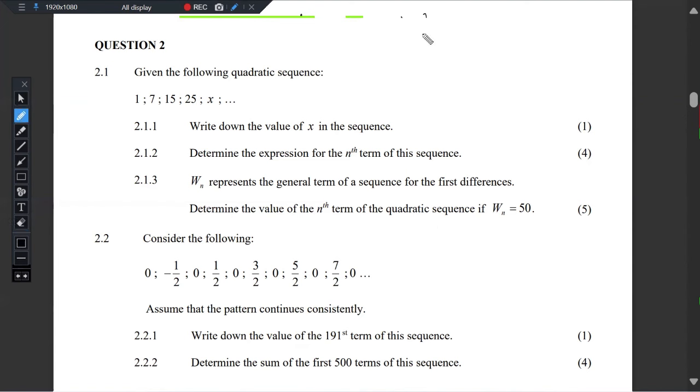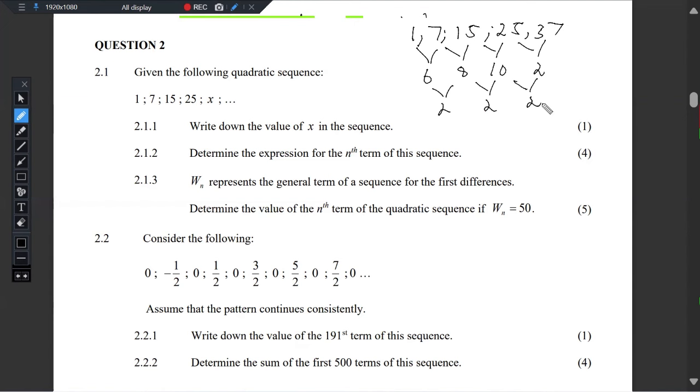Now, we had this 1, 7, 15, 25, and then 37. Then our first difference was 6, 8, and then 10, and then 12. And then we had our second difference is 2, and then 2, 2. One thing that you have to note, when they pull up with a quadratic sequence in grade 12, it usually goes with an arithmetic sequence, because if you just check the nature of the sequence in the first difference, the first difference is actually an arithmetic sequence.